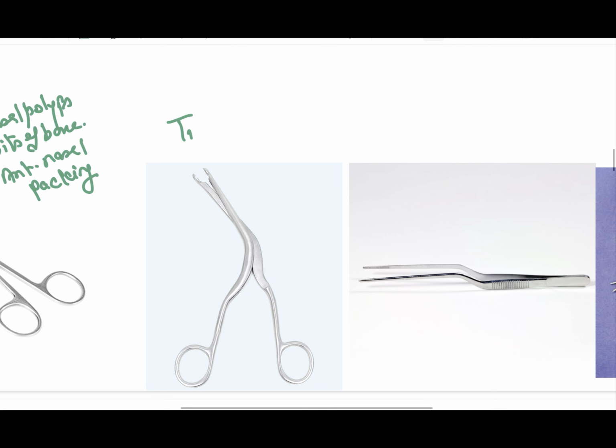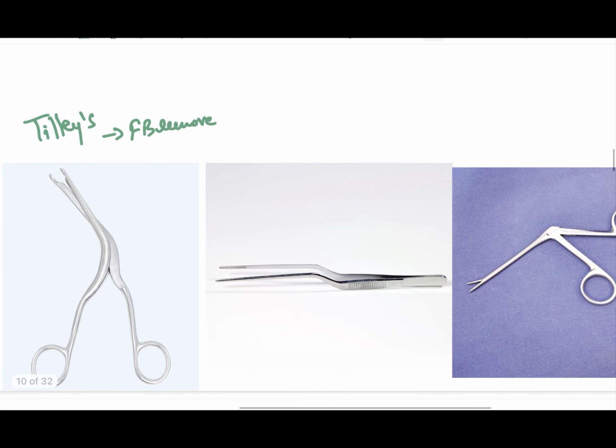Next given is Tilley's forceps. Tilley's forceps is also used for nasal packing. It is also used to remove foreign bodies. And it is also used for deep nasal dressing. Next given one is the bayonet forceps. Because of this angle, our hand will be away from the surgical site, so we will have a better view. So this is also used for foreign body removal.